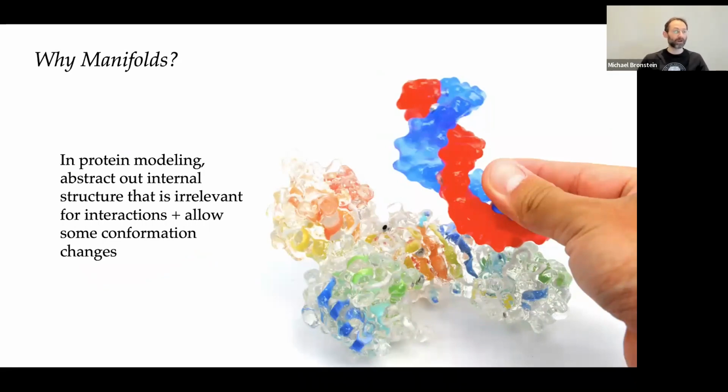So in protein modeling, we want to abstract out the internal structure that might be very complicated and intricate, like, basically, if you heard about protein folding. What is accessible to molecules that interact with the protein is only the outside surface. So the internal fold is of no interest. And also, proteins deform when they interact. So these deformations are important to take care of using this surface-based representation.